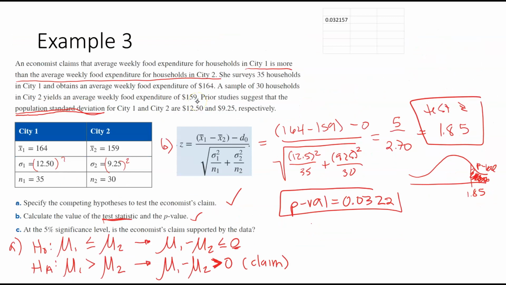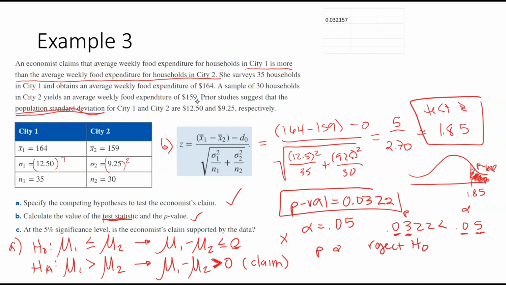So at the 5% significance level, let's compare p to sigma. Our p-value is 0.0322. How does that compare to sigma? First digit, the same. Second digit, this is our p. This one, 3 is less than 5. So the p-value is lower. So if the p is low, the null must go. So we're going to reject our null.